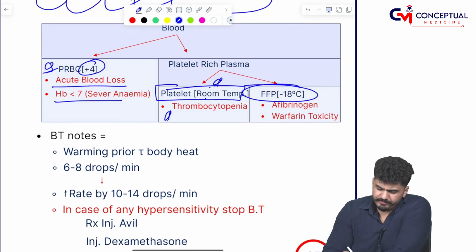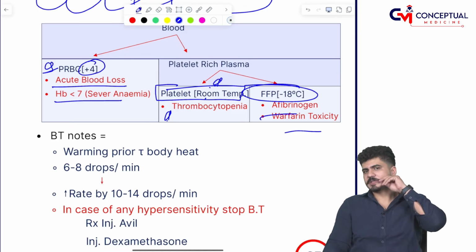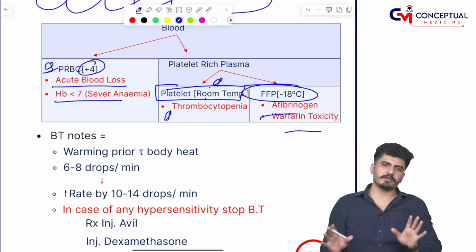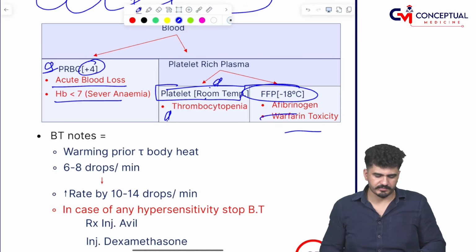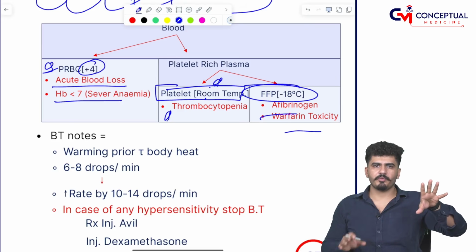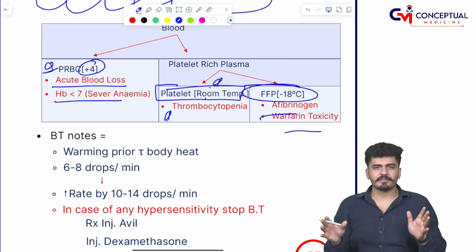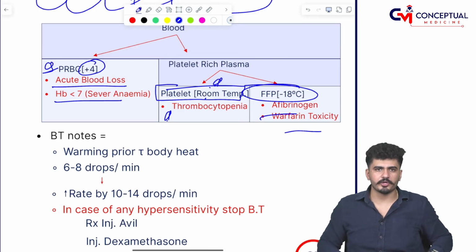Then fresh frozen plasma is stored at -18 degrees Celsius. We give that in warfarin toxicity and afibrinogenemia. When there is uncontrolled bleeding, in that also we will give the fresh frozen plasma, sir. So the blood products are divided into PRBC, platelet, and fresh frozen plasma. All three have storage temperatures, equally important for the exam.